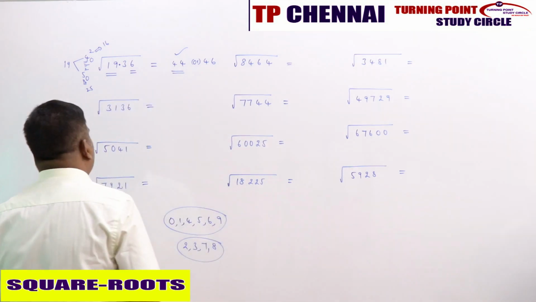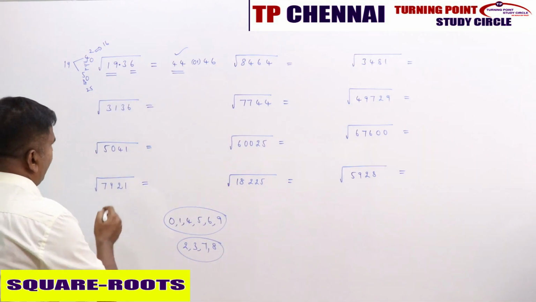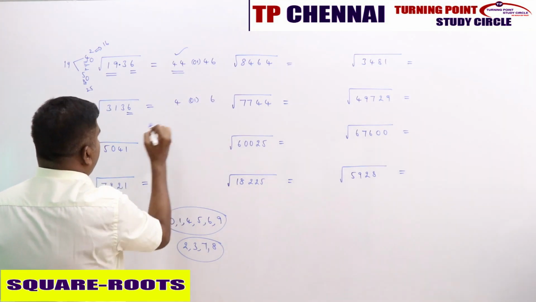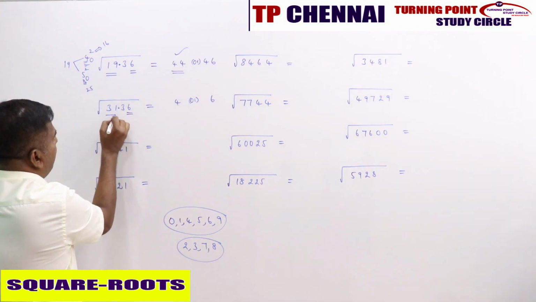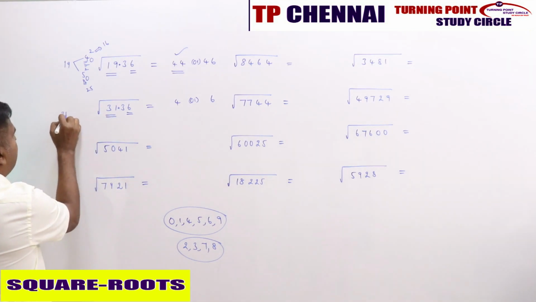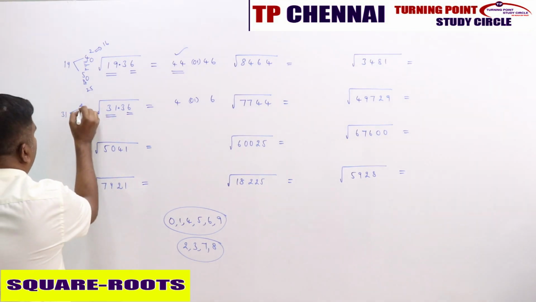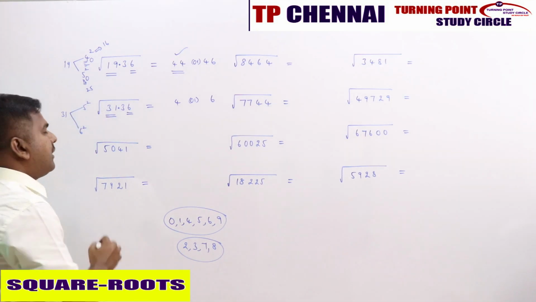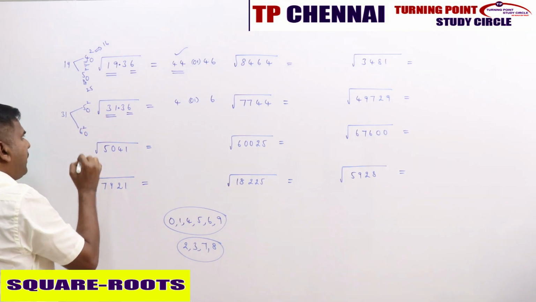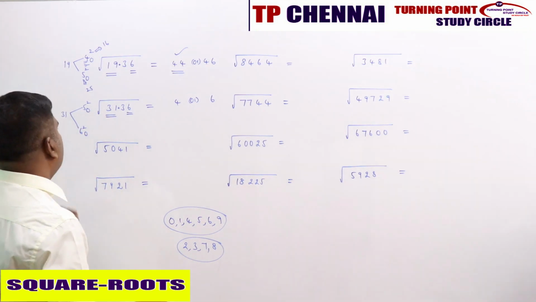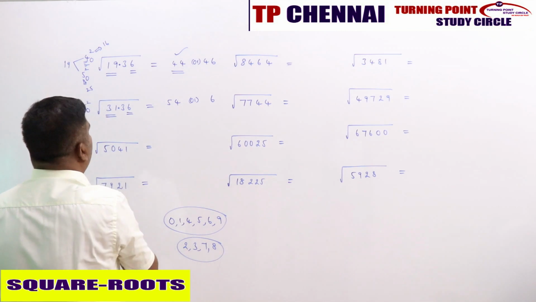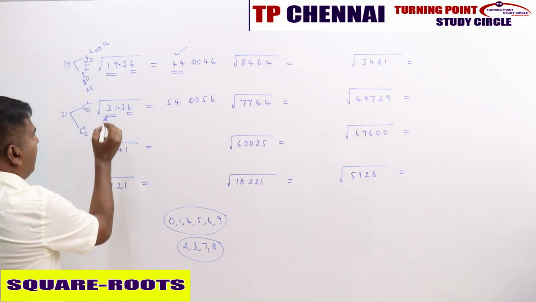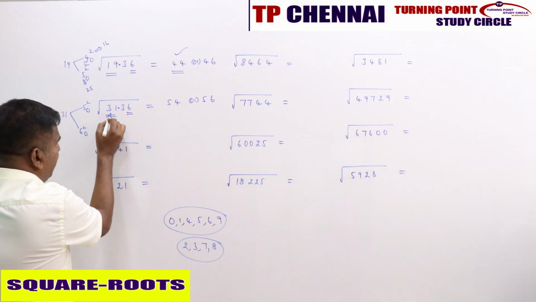Now see the next one, 3136. Ending with 6, so 4 or 6. Put a dot after 2 digits. We need to consider 31. 31 is lying between which two squares? Again 5 square and 6 square. The meaning of that is the square root will be lying between 50 and 60. So here, what is the answer? Either it can be 54 or 56. I always consider the first two digit values.